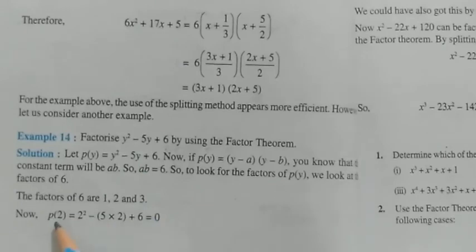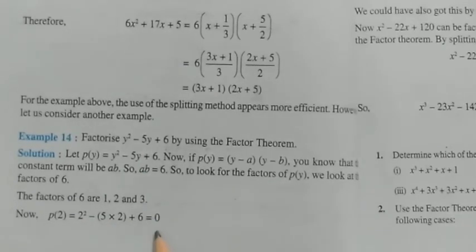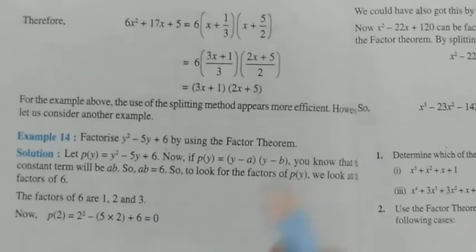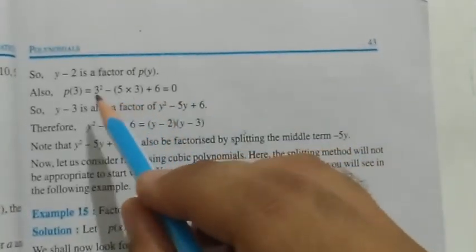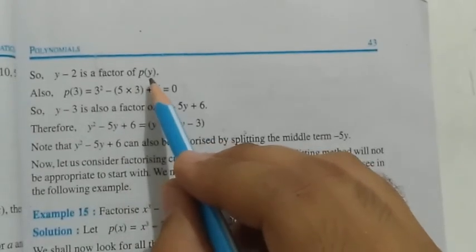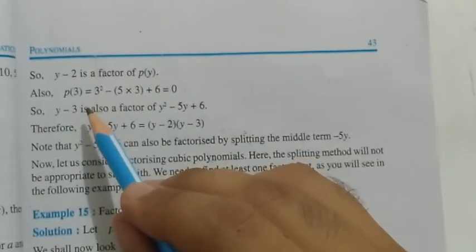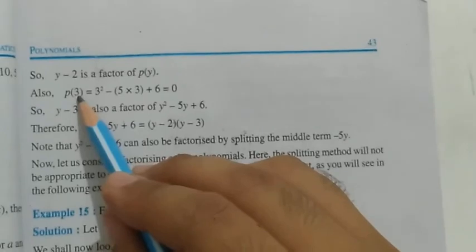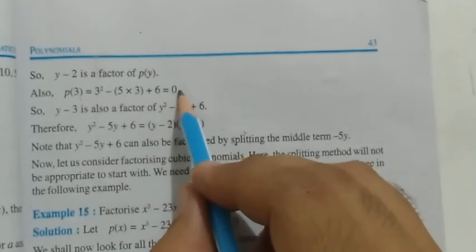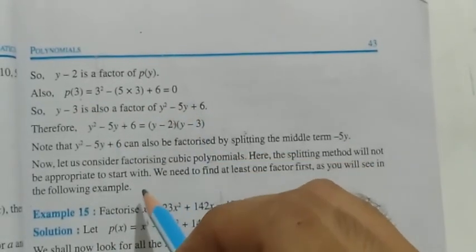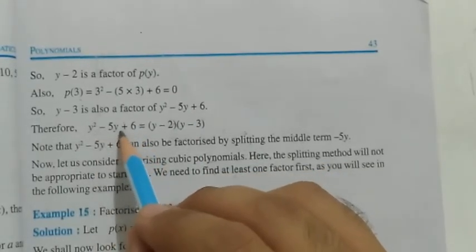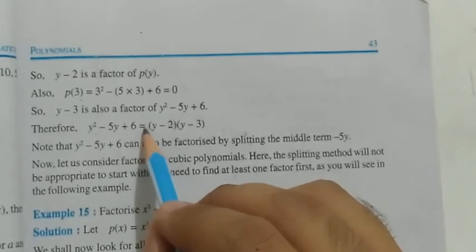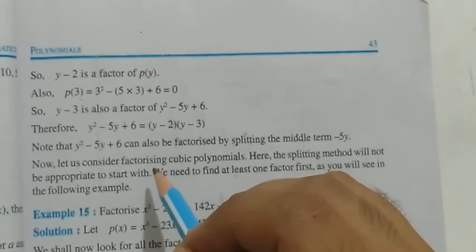So if you put p of 2, you will get 0. So one factor is y minus 2. P of 2 is equal to 0, so we can say that y minus 2 is a factor of p of y. Now put the value y is equal to 3 because 3 is a factor of 6. So we will get the answer 0. So y minus 3 is also a factor of the given polynomial. So now simply y square minus 5y plus 6 is equal to y minus 2 and y minus 3. Simply we factorize this one.